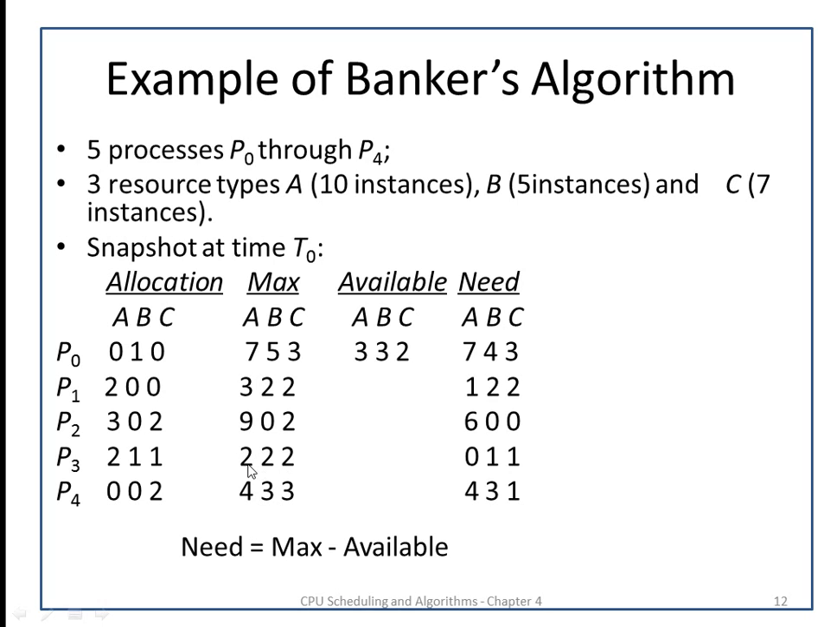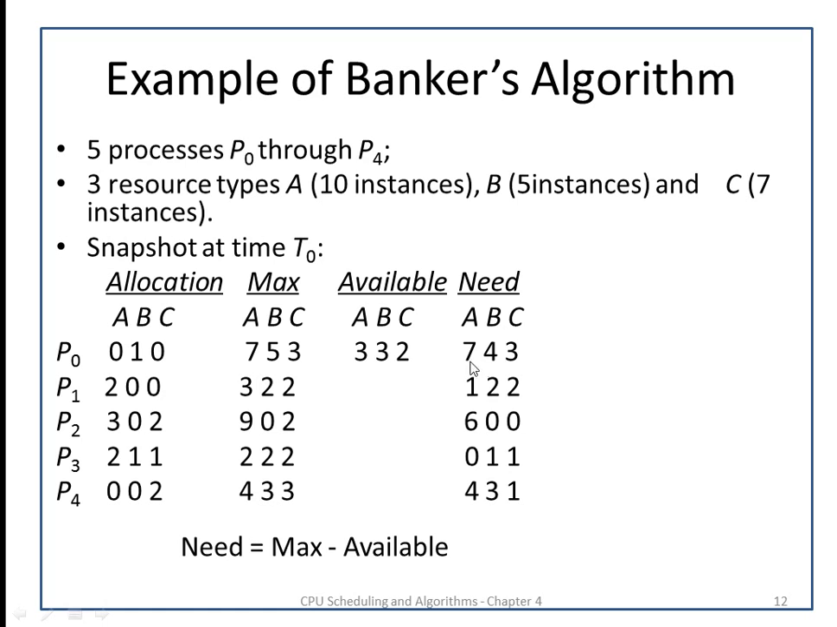The maximum resources required for the execution of P3 are 2 2 2 and the allocated resources are 2 1 1, so the need is 0 1 1. Similarly for P4, the maximum is 4 3 3 and the allocation is 0 0 2, so the need is 4 3 1. Now we have these available resources, and from all these needs we have to search for the process whose need can be satisfied with the available resources.